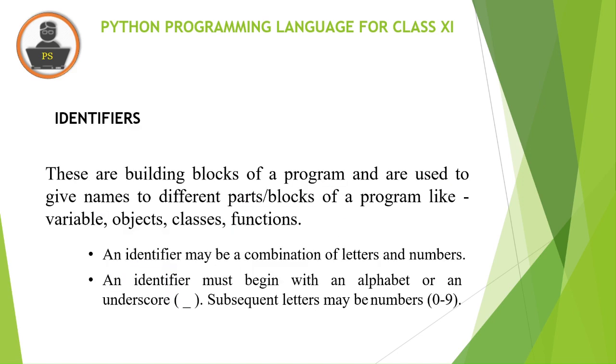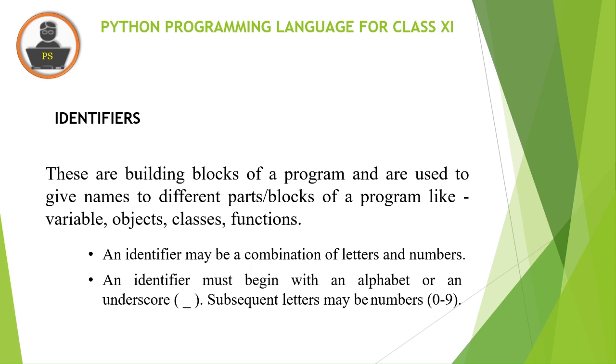Now I am just going to explain identifiers. These are the building blocks of a program and are used to give names to different parts of a program, like variables, objects, classes and functions. Variable, do you know what a variable is? A variable is a special word which is used to store any data.